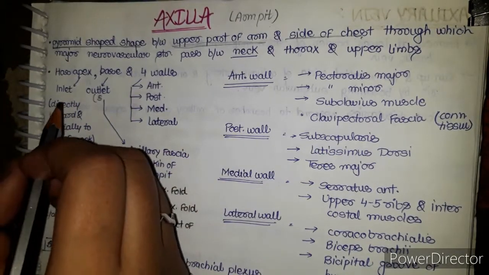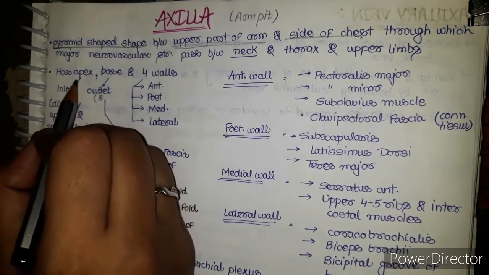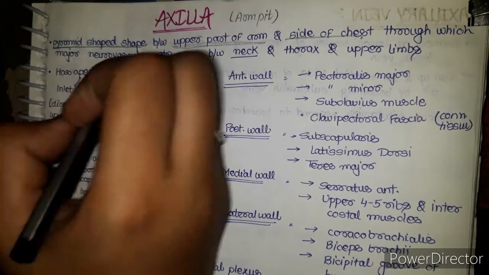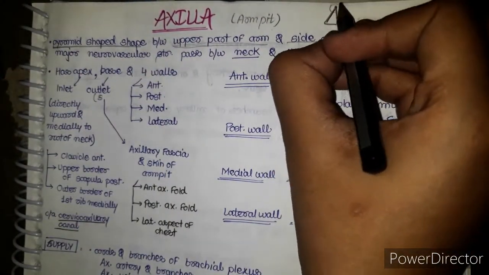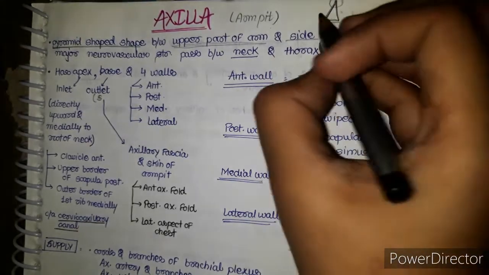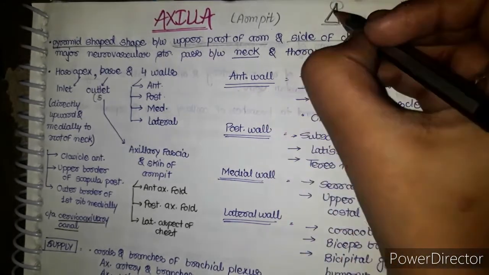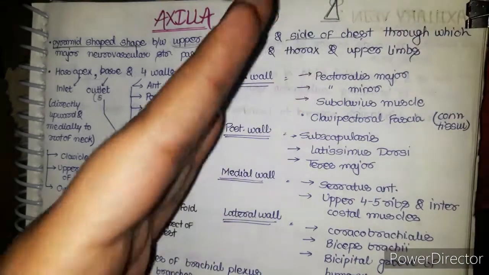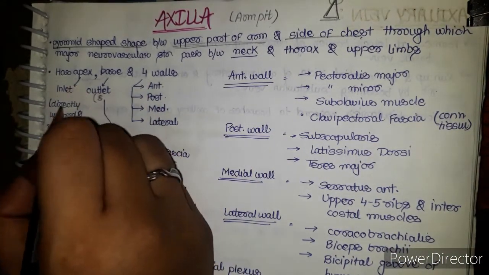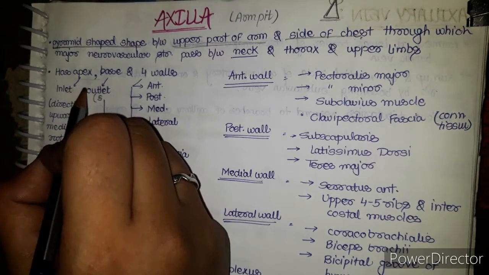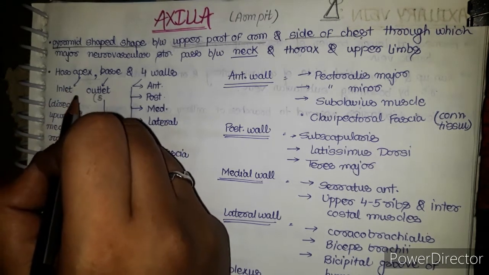Now let's get into the structure of the axilla. It has an apex, as you all know, in its triangular pyramidal shape. It has an apex, it has a base and it has 4 walls. The apex is also known as the inlet of the axilla.